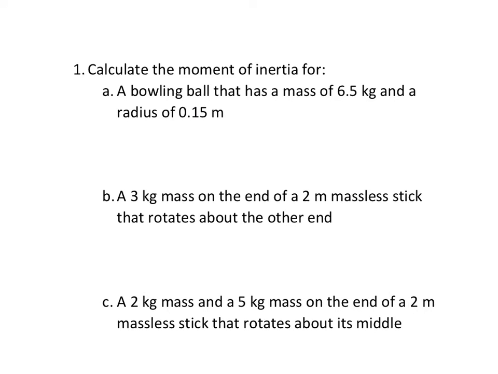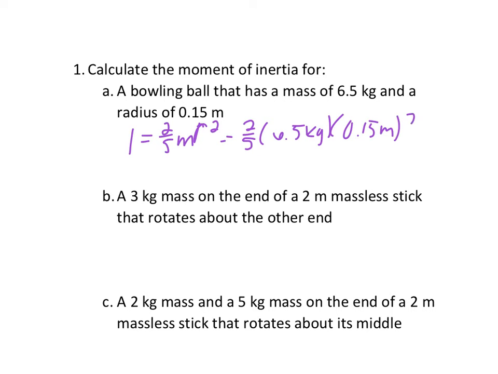Okay, so number one, calculate the moment of inertia for each of the following objects. First, we have a bowling ball that has a mass of 6.5 kilograms and a radius of 0.15 meters. A bowling ball is a solid sphere, so that moment of inertia equals 2/5 mr squared. So that equals 2/5 times your mass, 6.5 kilograms times the radius, 0.15 meters squared. Multiplying this out, we get 0.0585 kilograms meters squared.